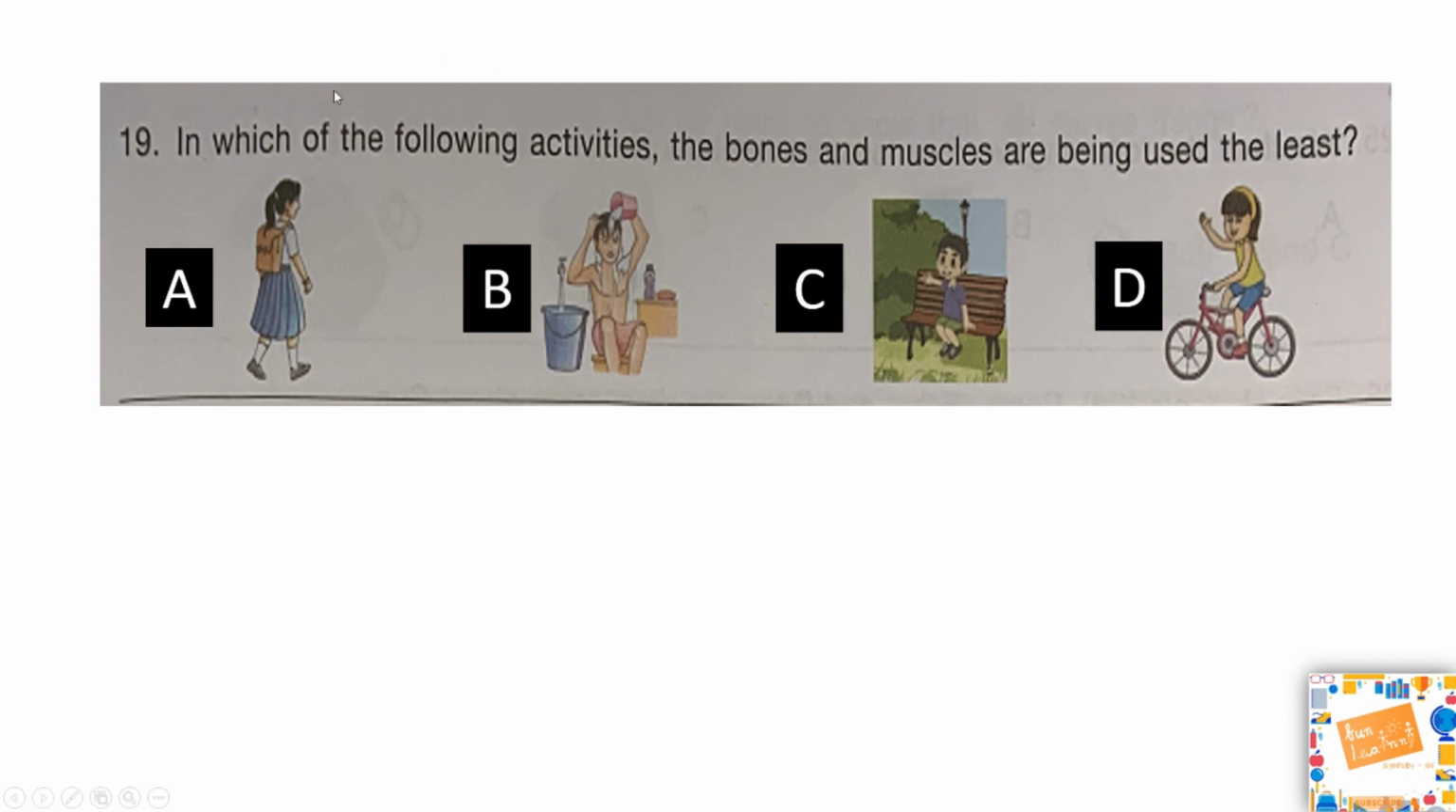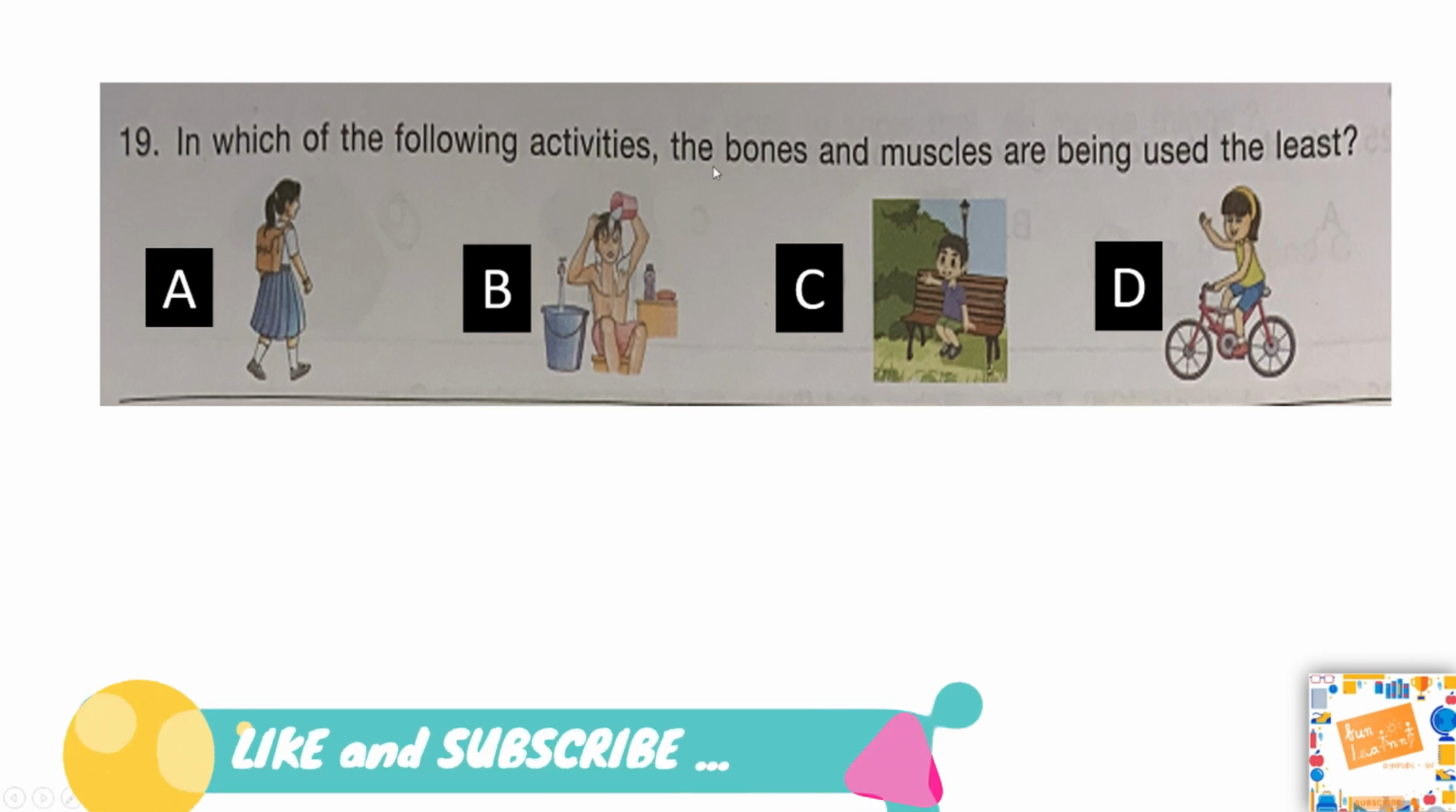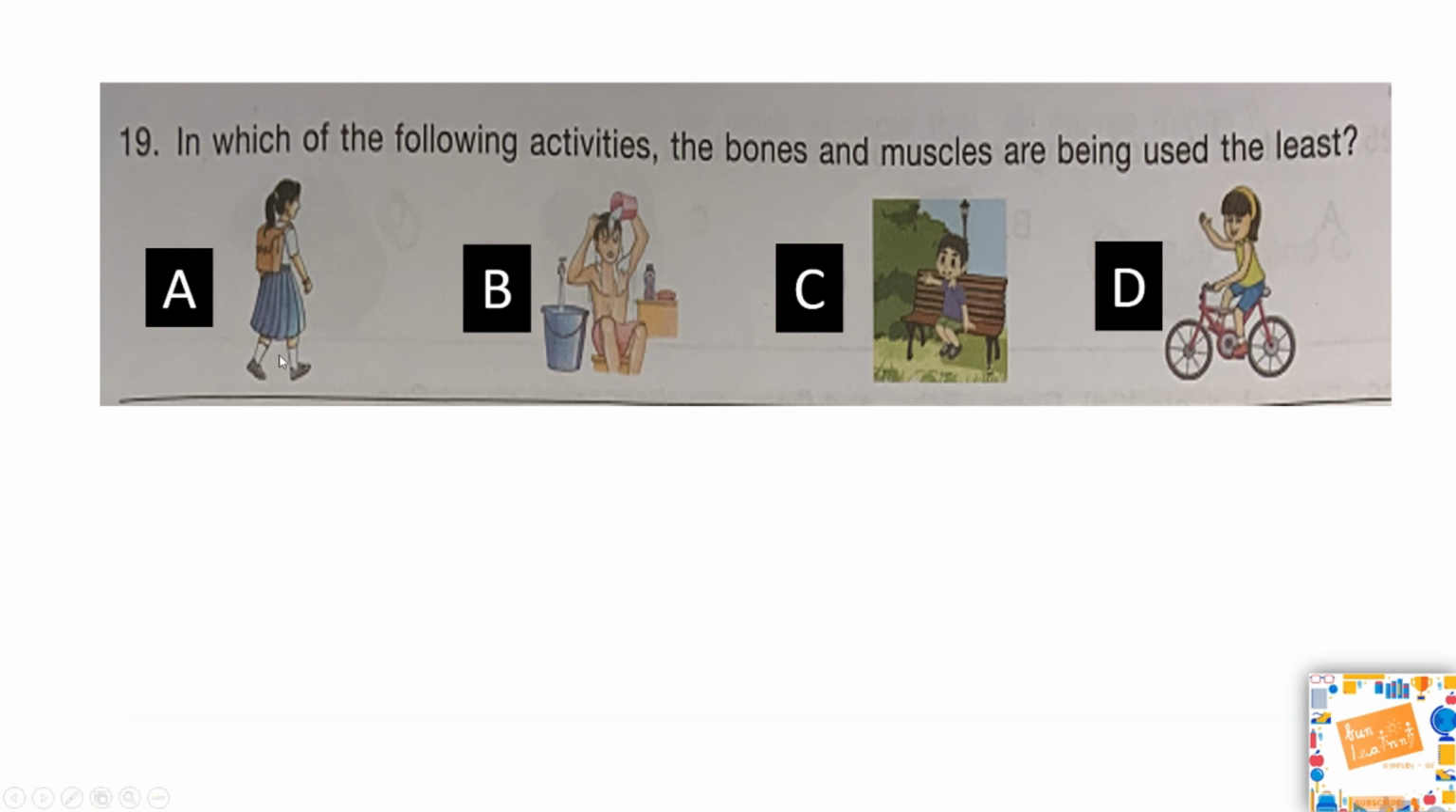Question number 19. In which of the following activities are the bones and muscles being used the least? Is it A, walking? Is it B, bathing? Is it C, just sitting? Or is it D, cycling? Choose your right pick.